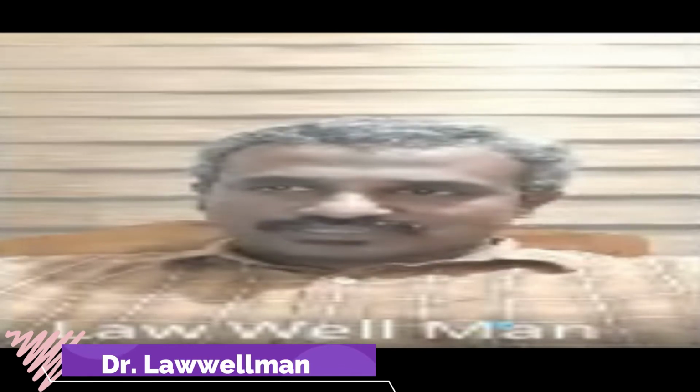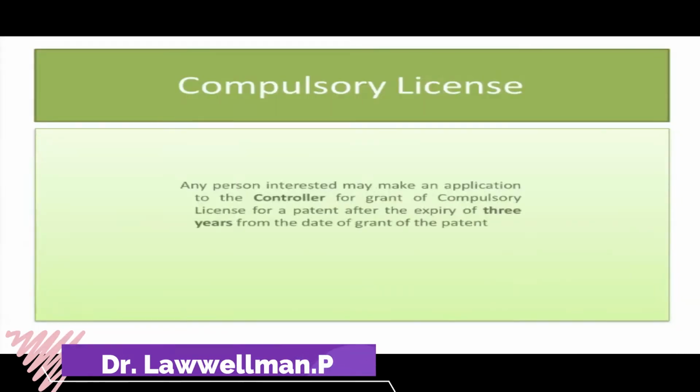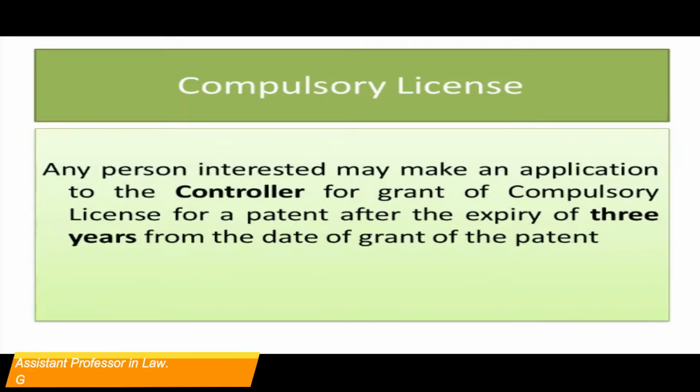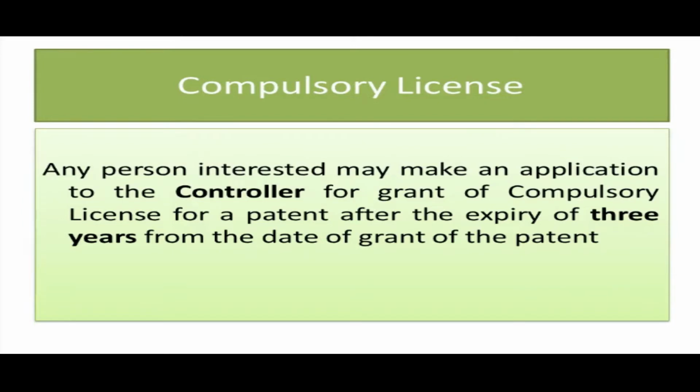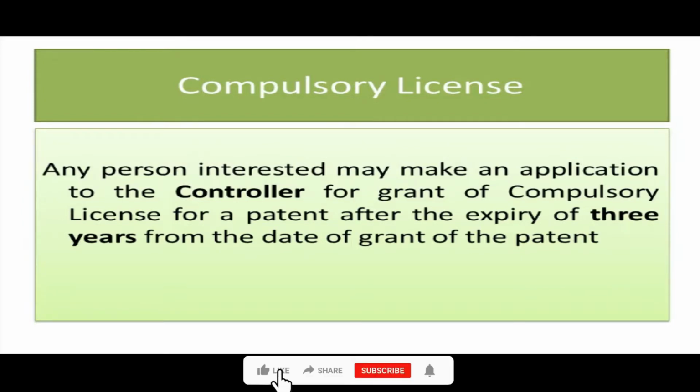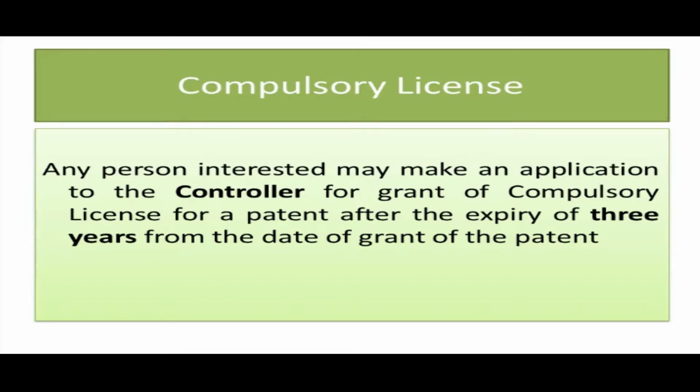So we had an example. We had a look at the only example in India of compulsory licensing. And we are going to have some more niceties of compulsory licensing today. Then we will move on to the idea of infringement under patent law. What the law says is, any person interested may make an application. Any person interested has been given a very wide interpretation, meaning that it can be done by any person to the controller for grant of compulsory license for a patent after the expiry of 3 years from the date of grant of patent.